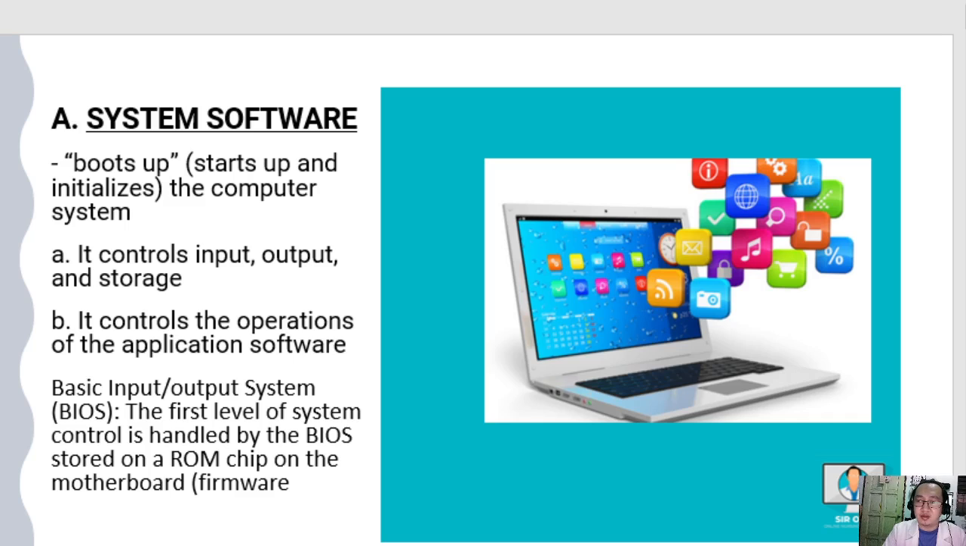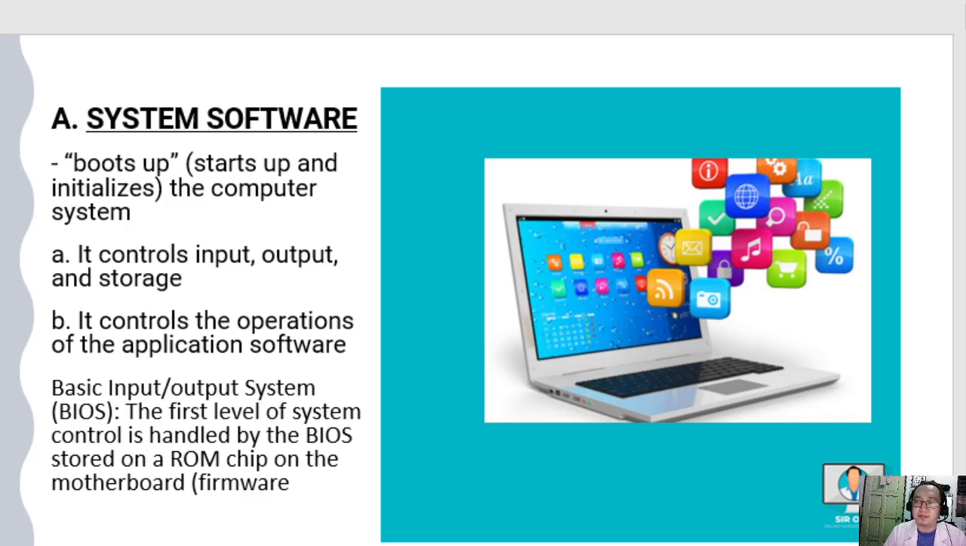Okay. So just to give some introduction, system software is the software that is present to make the computer function. In other words, in the absence of system software, the computer will not function. Basically, from the start, the system software starts up or boots up a computer system, and this is the main system that's needed to function, because it controls input, output, storage, and most of the processes.